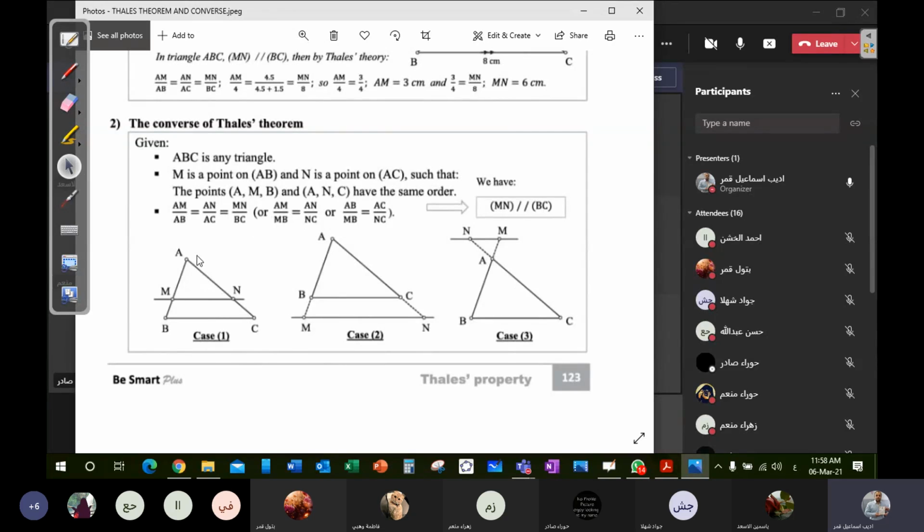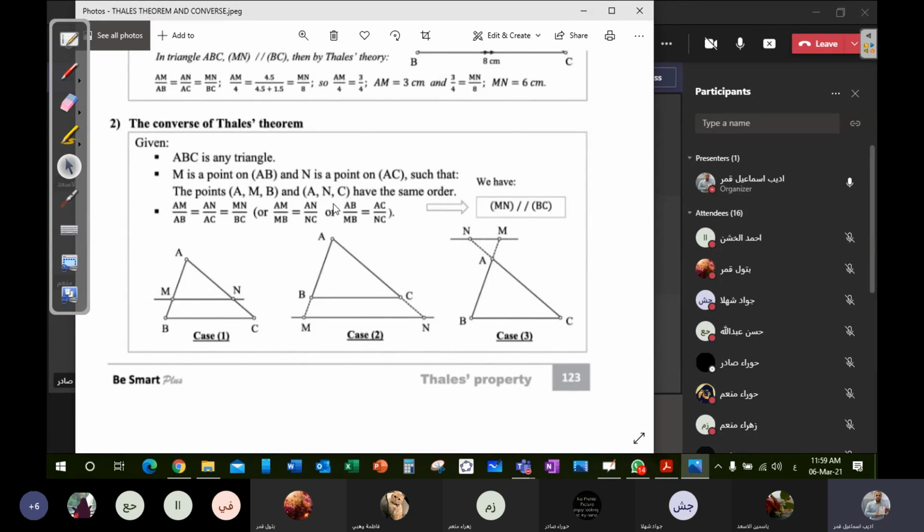Also, if we prove that the ratios of the derivatives, for example, AM over MB equal AN over NC, then MN is parallel to BC. Or if AB over AM equal AC over AN, then MN is parallel to BC. Also, we may say AM over AN equal MB over NC. All the derivatives will prove that the 2 lines MN and BC are parallel. So these are the 2 parts of this chapter, Thales theorem and its converse.